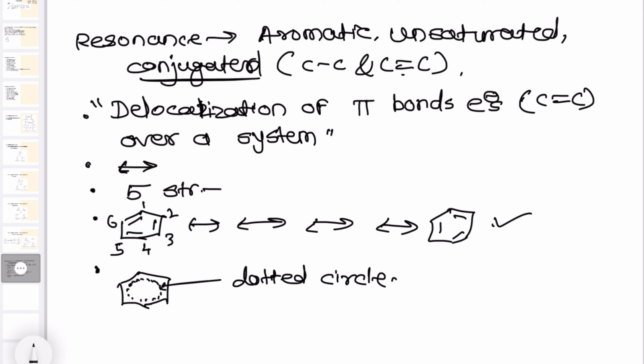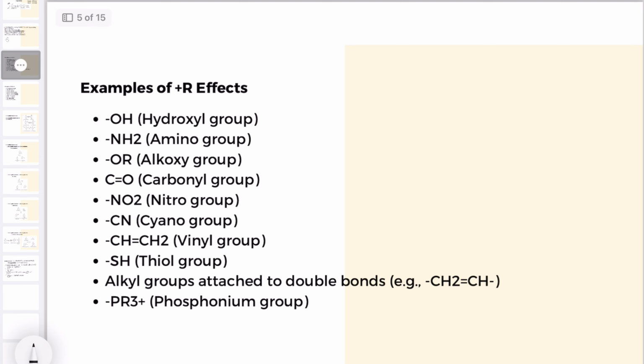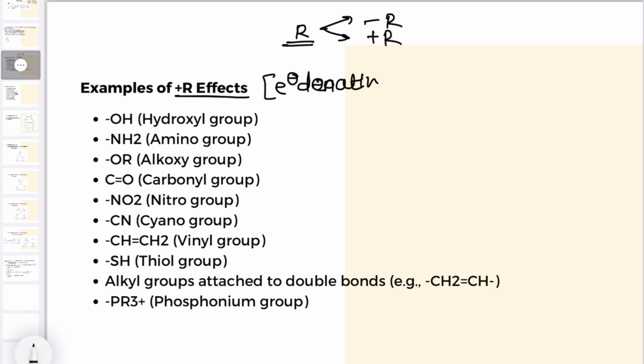Okay, let us look at one example here. This resonating effect is shown by R letter. They are of two types, minus R and plus R. This plus R effect means electron donating effect.